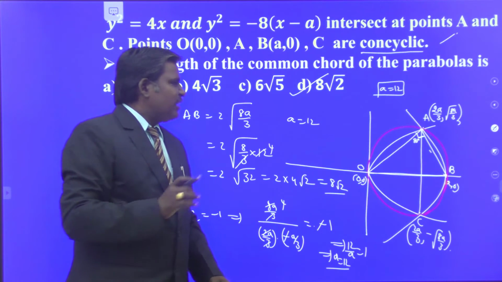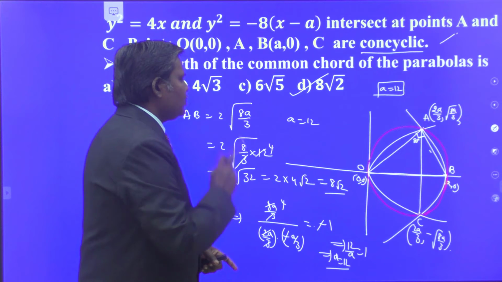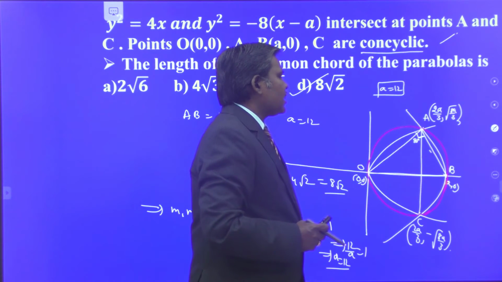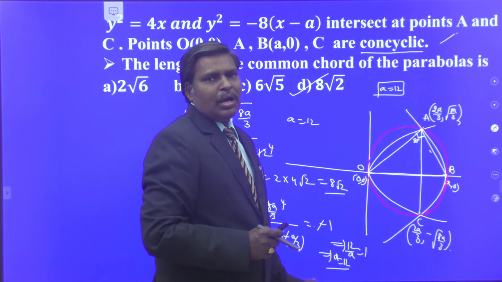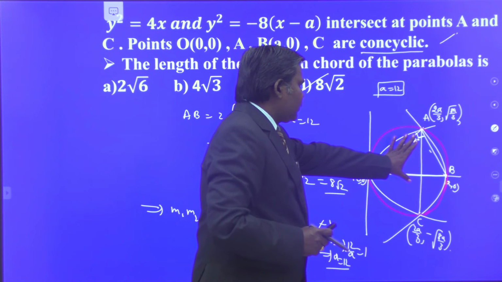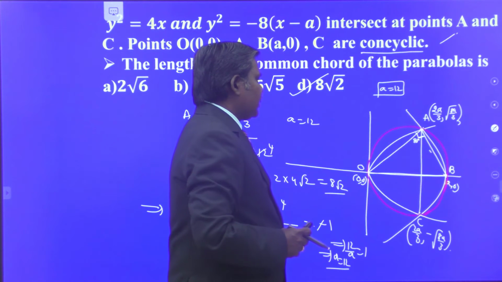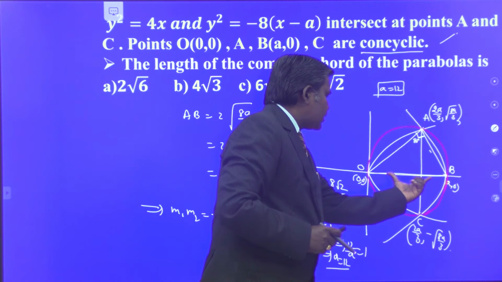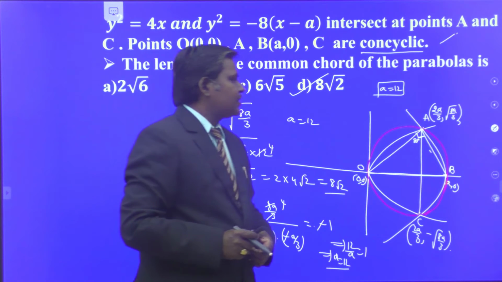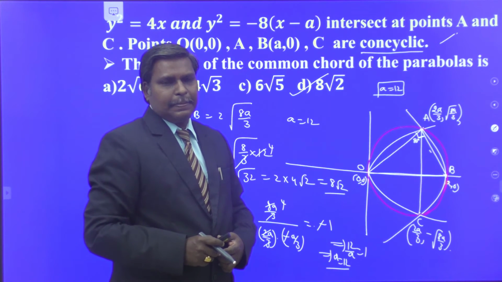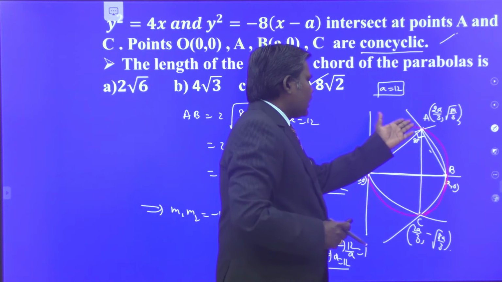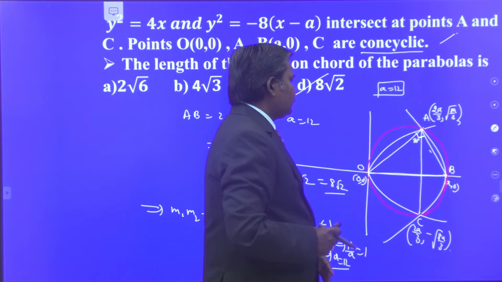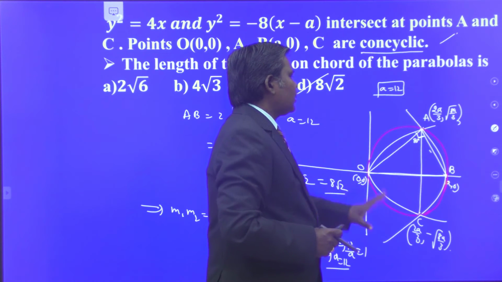This is the problem, very simple, but the first thing you have to observe is that the angle is 90 degrees, because the angle in a semicircle is 90 degrees. You know all of that. That is the important thing, but you have to observe from the figure itself that OB is the diameter of the concyclic circle. All of you know the angle in a semicircle is 90 degrees, but you have to observe that OB is the diameter of that circle.